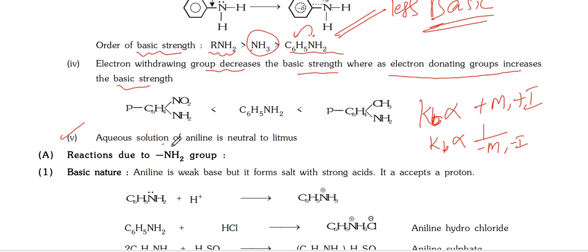Next, aqueous solution of aniline is neutral to litmus. Okay. Next, this point is also important: generally basic, but the aqueous solution of aniline is neutral to litmus, because it is forming a salt.